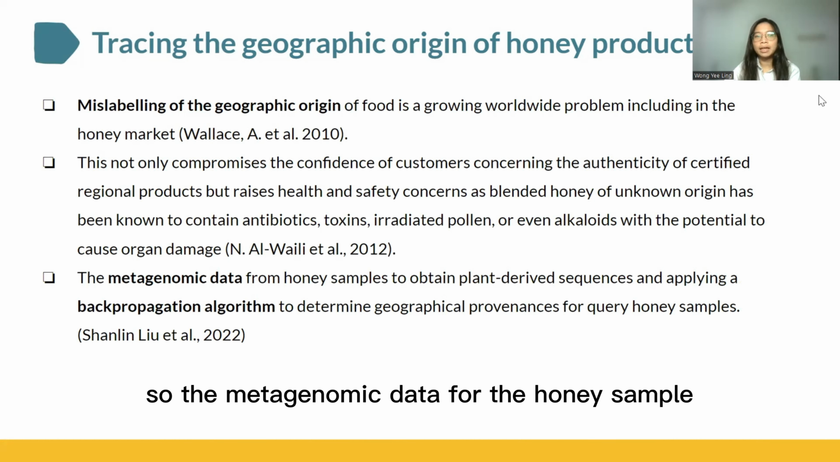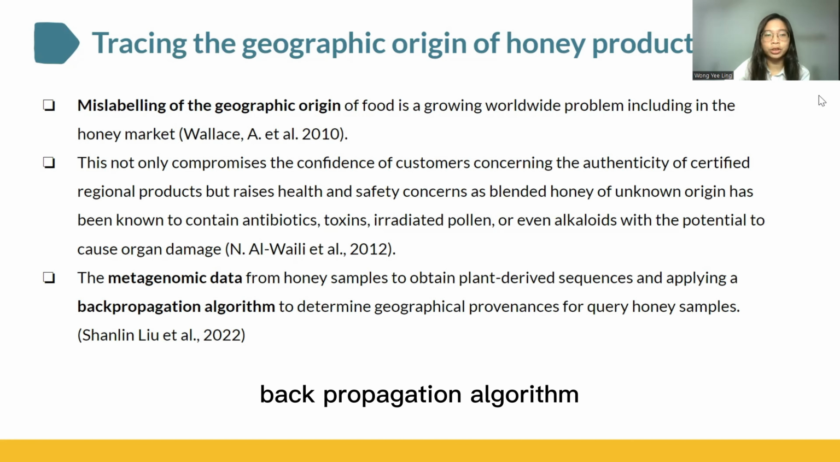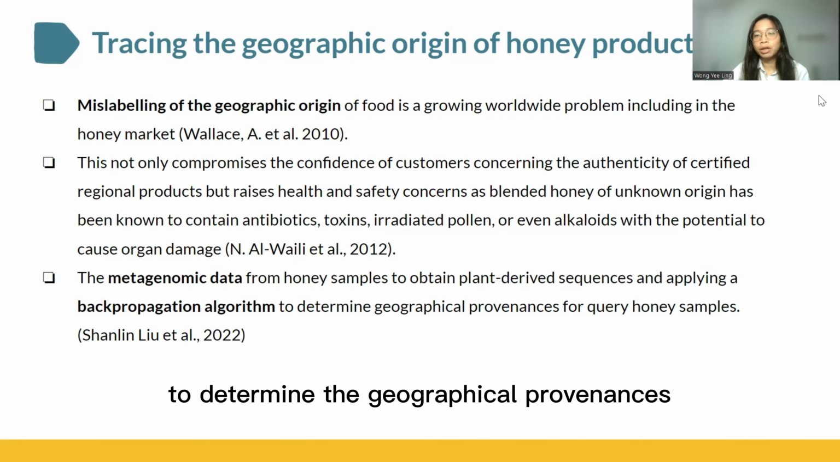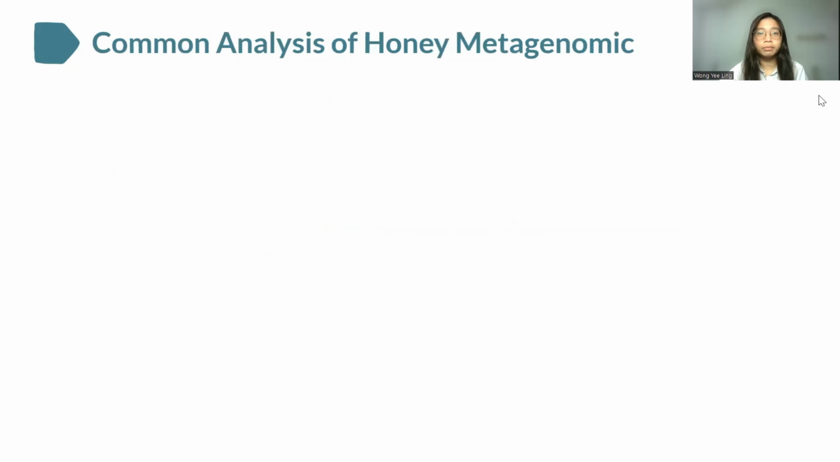So the metagenomic data from the honey sample is important to derive those sequences and apply a backpropagation algorithm to determine the geographical provenance of the honey sample, which has been done by researchers from Shaolin Liu.